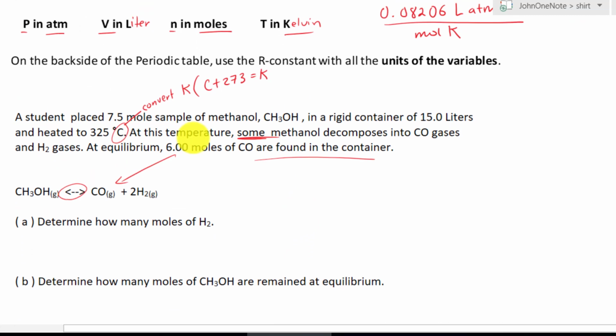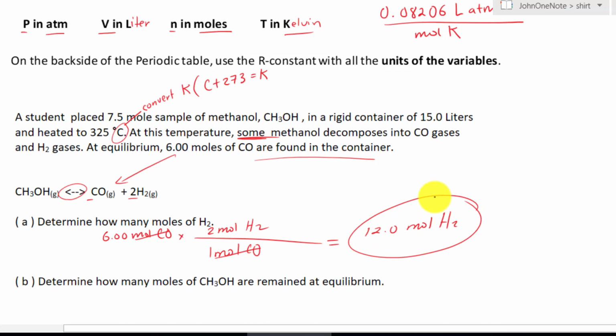The first one is to determine how many moles of hydrogen gas. Well, remember this is a balanced chemical reaction, so all you have to do is use stoichiometry. At equilibrium, we have 6 moles of CO. So here we have 6 moles of CO. And then all we have to do is use the balanced equation to convert to moles of hydrogen. Well, what's the coefficient for CO? That's just 1, so we have 1 mole of CO. And on top is hydrogen, which is 2 moles of H2. And look what happened to the moles of CO. It cancels out. What is 6 times 2 moles of hydrogen? So we have 12.0 moles of hydrogen gas, and that is how much hydrogen gas is in this container at equilibrium.